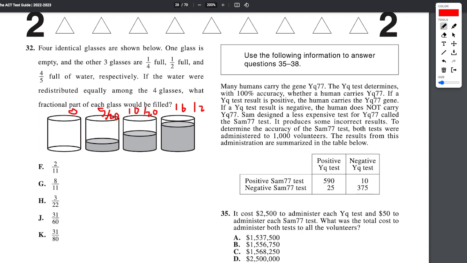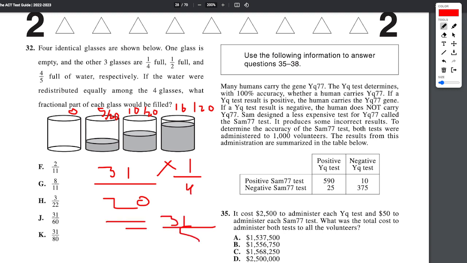Okay. So what's our sum? 5 plus 10 is 15. 15 plus 16 is 31. So it's 31 out of 20. And then we're dividing that by 4, so multiply that by 1/4. That's 31 out of 80. So 32 is K. Alright.